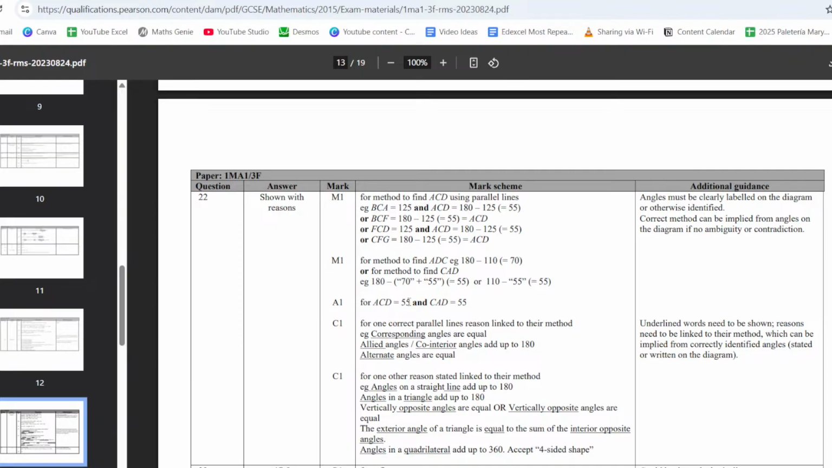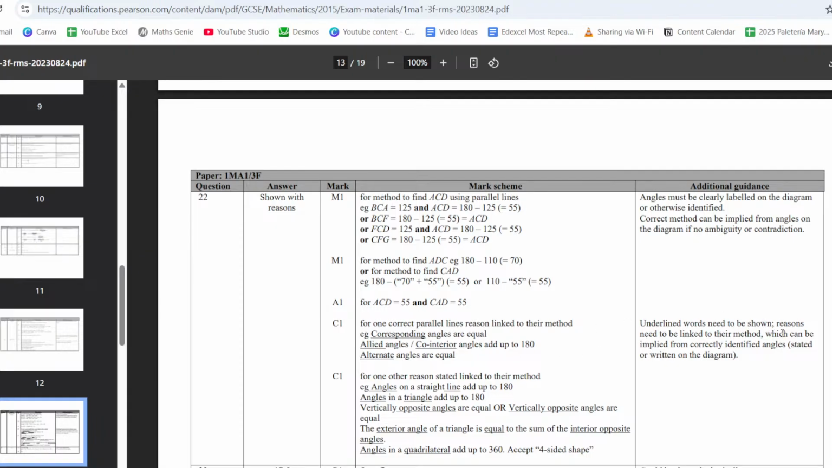Your 3rd mark is for the fact that you did find that 2 angles were 55. So you've got, in this case, only 3 marks for working. They've actually given you 2 marks for the reasons. Sometimes it's 1, sometimes it's 2, it just depends. So it's definitely worth writing down the reasons. So do you see how they've underlined certain words? If you can see here, underlined words need to be shown.